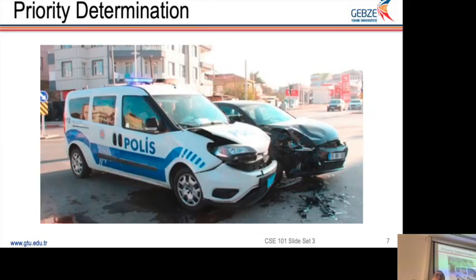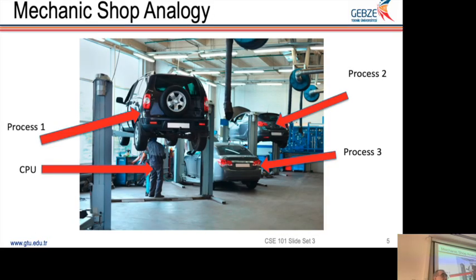If there are some processes with higher priority than the others, those processes should be done earlier. If the police car comes in, because they are so busy, that has to be fixed earlier. So between processes, there could be priorities. One of them could be your friend, so it has to be finished earlier.